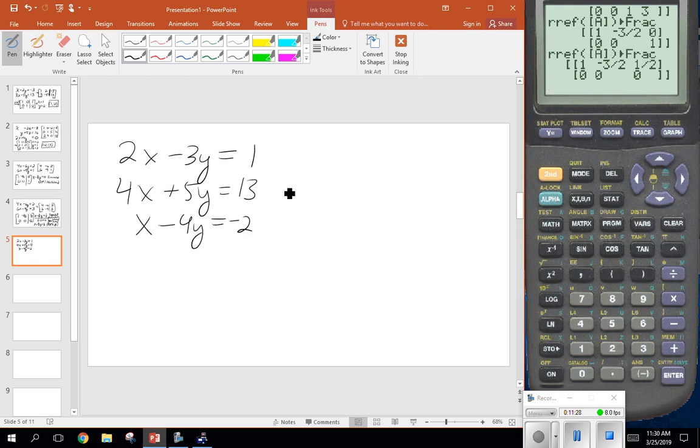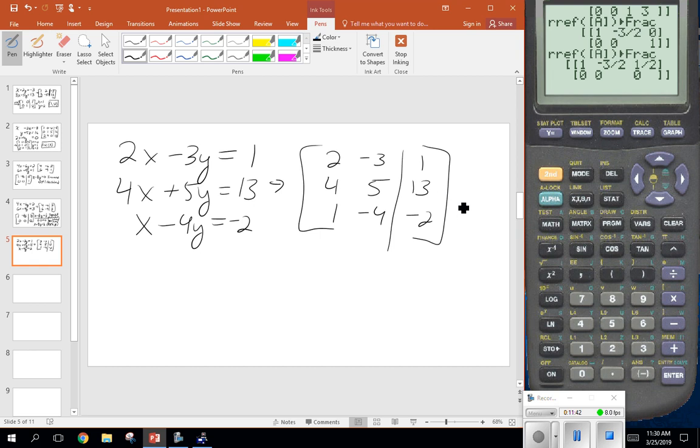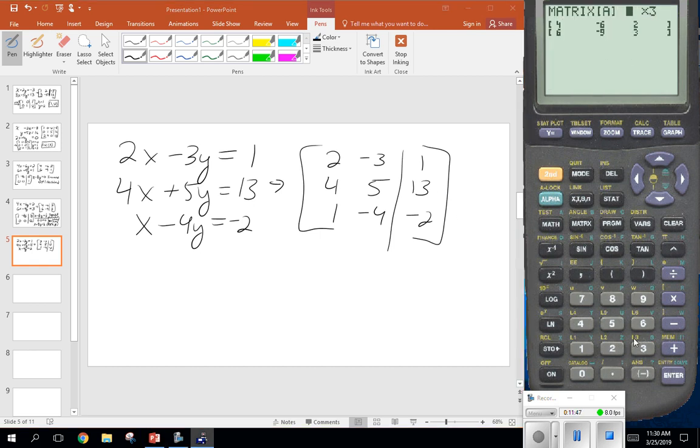Okay, so I'm going to put this in here. 2, -3, 1, 4, 5, 13, 1, -4, -2. Notice this is a 3 by 3 matrix, so second matrix. I'm going to put in there 3 by 3, 2, -3. And make sure when you're using these TI calculators, you do use the negative button and not the minus button. They're very touchy about that. Casios, I find, are a lot more forgiving than this, but these are not.